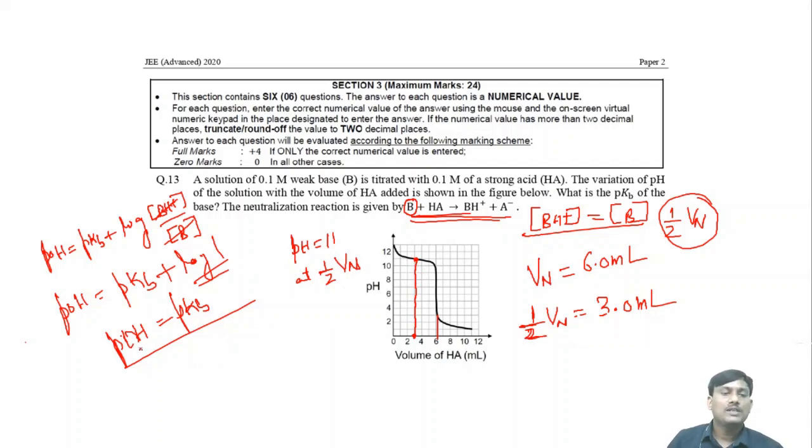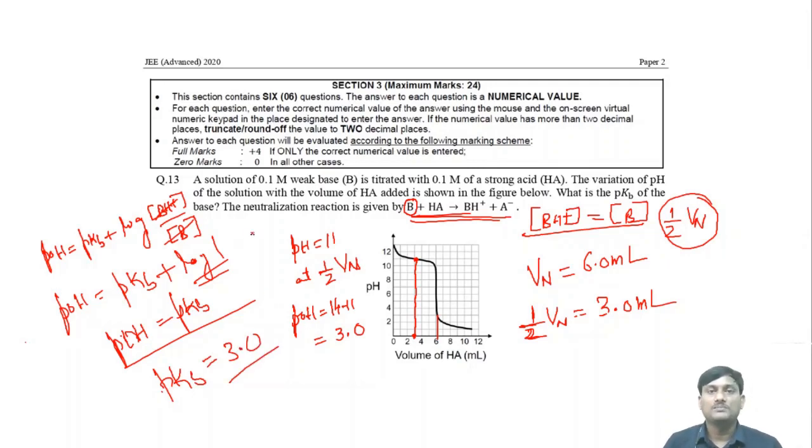Then what is the pOH? We know that here pH is 11, pOH obviously 14 minus 11, it will be 3.0. So what is the pOH? 3.0. So finally pKb value of the weak base is 3.0.